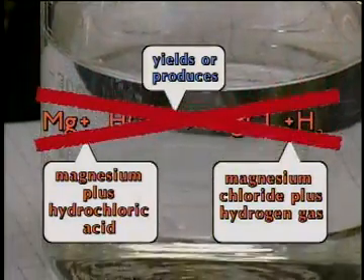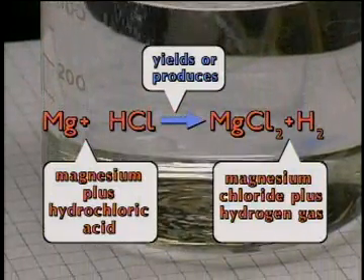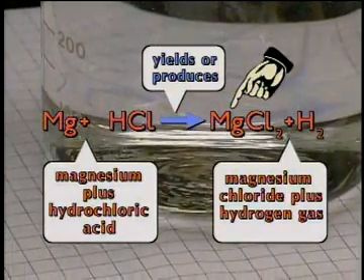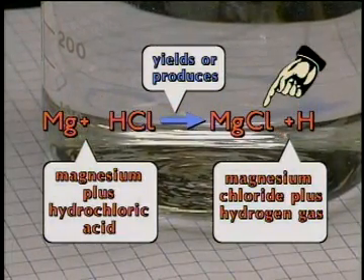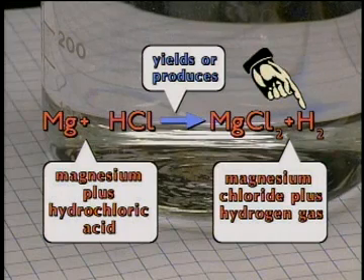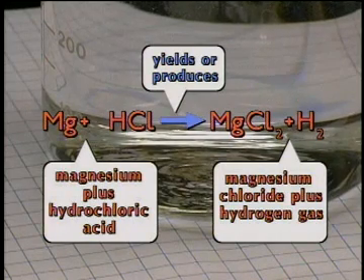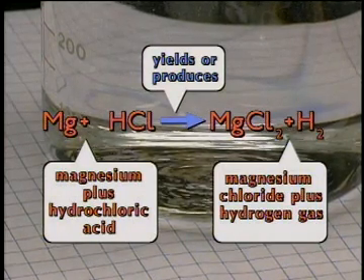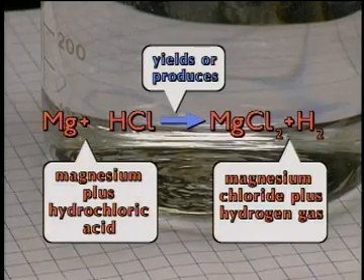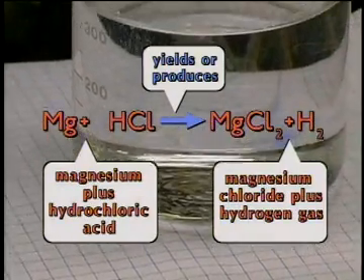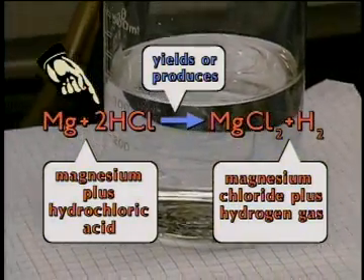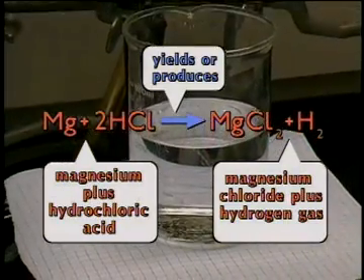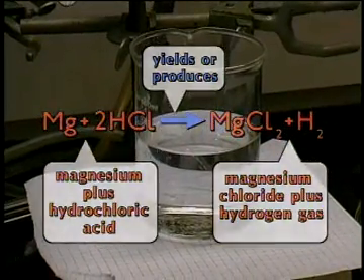No. On the right-hand side of the equation, there is one magnesium atom, two chlorine atoms, and two hydrogen atoms. The equation does not balance. In order to make both sides of the equation balance, there must be two molecules of hydrochloric acid. This is now the proper equation.